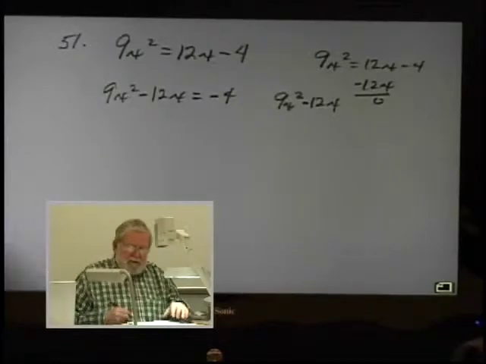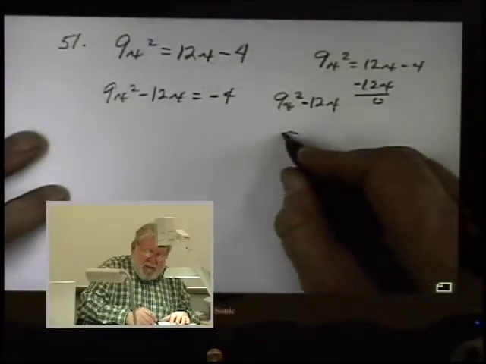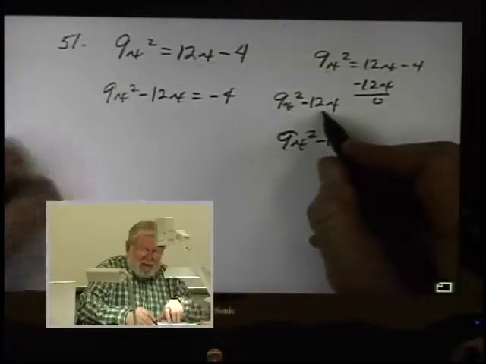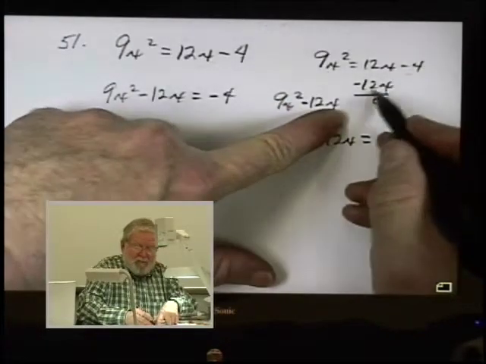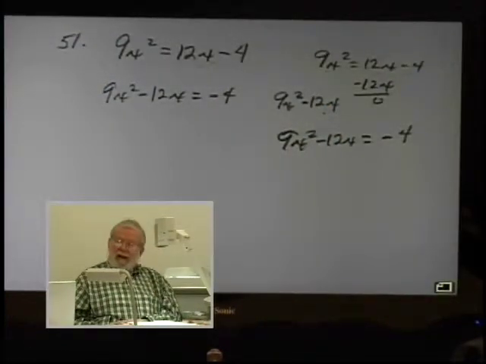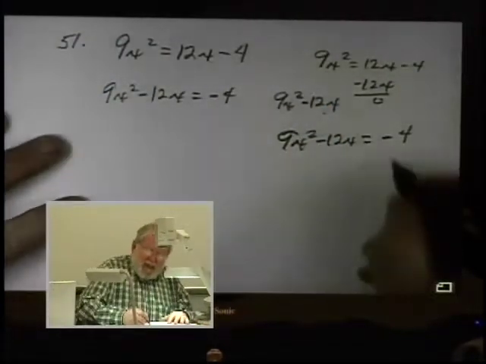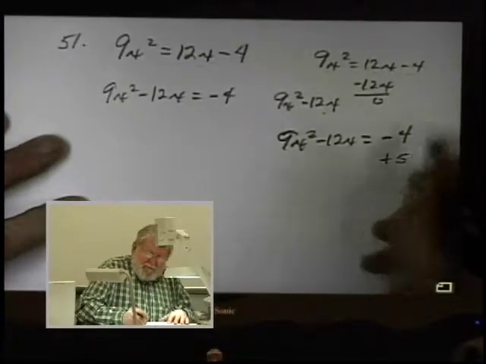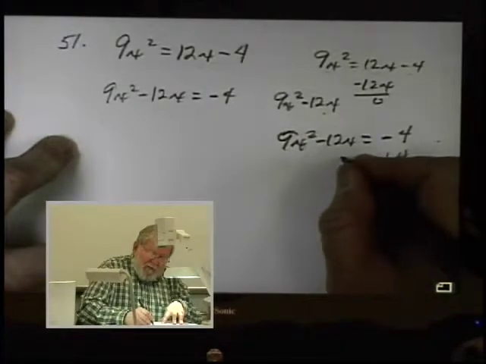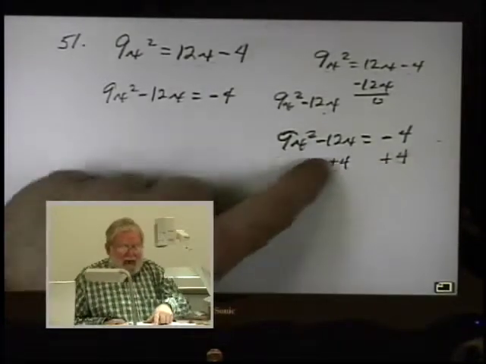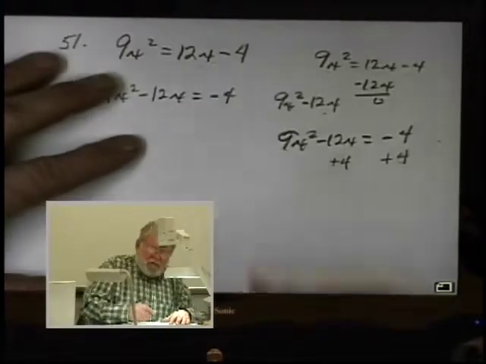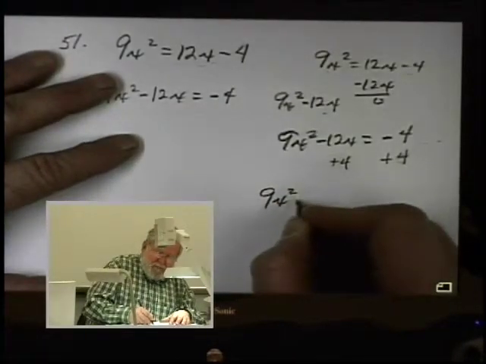Okay? So when we do this, we get 9x squared minus 12x. We subtracted 12x from this side, and we're just left with a negative 4. All right? Now let's add 4 to both sides. We'll add 4 to this side. We can't add it to these because they have x's with them, so we have to add it at the end.